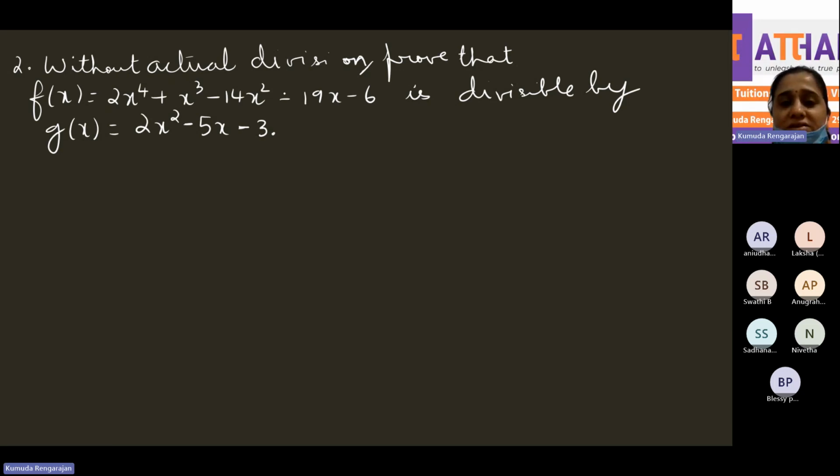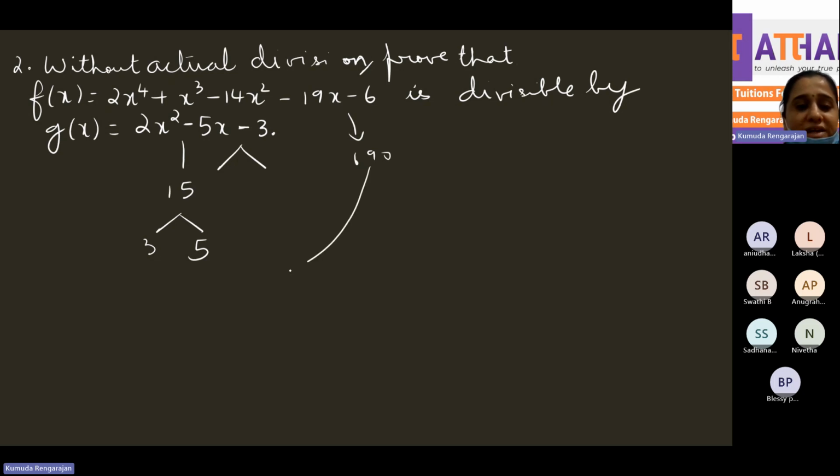F of x is 690. Okay, this one is like 690. This is like 15. What did you do with 15? Factorize it: 3 into 5. So you should factorize this one. You must factorize it. Then what did you do? You checked if 690 is divisible by 3 and 690 is divisible by 5.